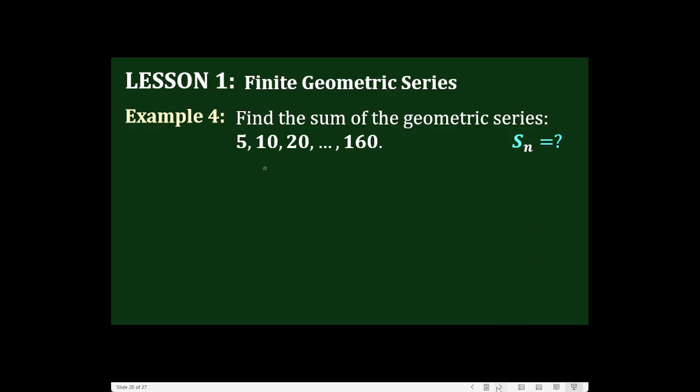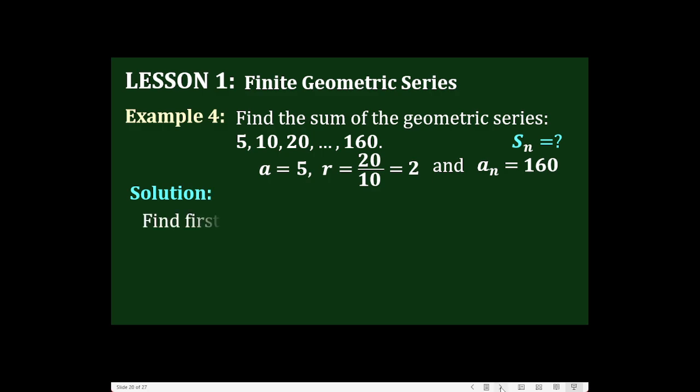Okay? So a, the first term, is 5. The common ratio is 20 divided by 10, or 10 divided by 5, that is equal to 2. Now, instead of the number of terms, what is given here is the nth term, or the last term, and that is actually a sub n, which is 160. Therefore, since we need to look first for the value of n, we need to recall the nth term formula.